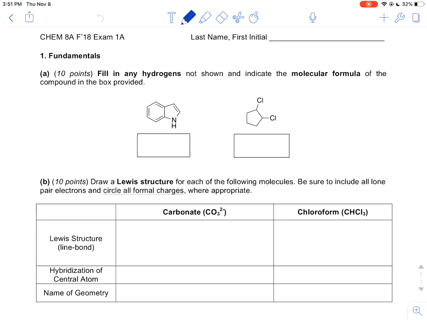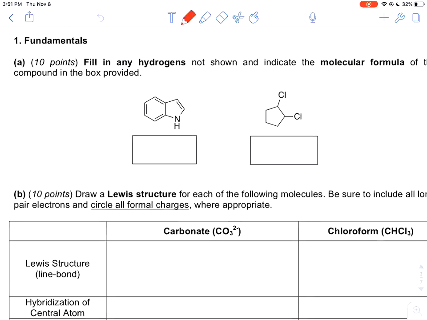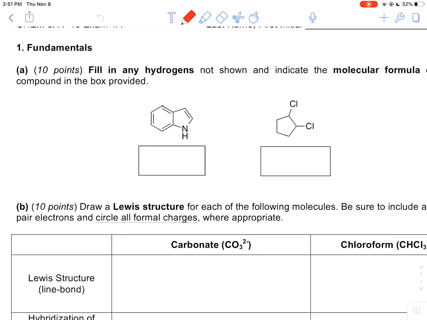Hey everybody, we're going to go through the first Chem 8A exam in the fall of 18. What we're going to do first here is fill in any hydrogens not shown and give the molecular formula. So the main thing to remember is that carbon can only make 4 bonds. So we look at this first example here, we see that this carbon on the benzene ring has 3 other bonds, so it has 1 more hydrogen.